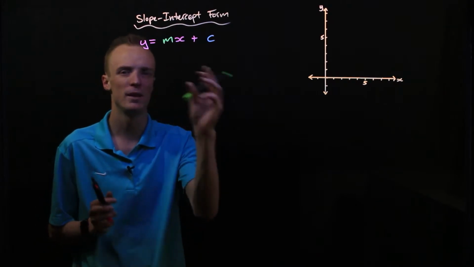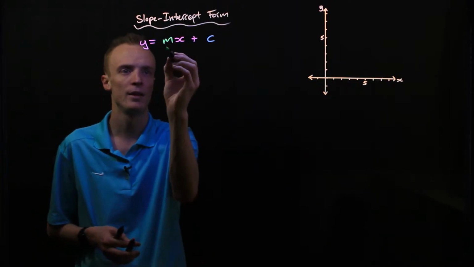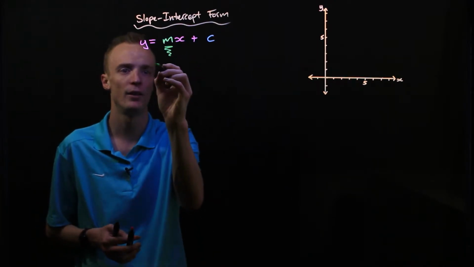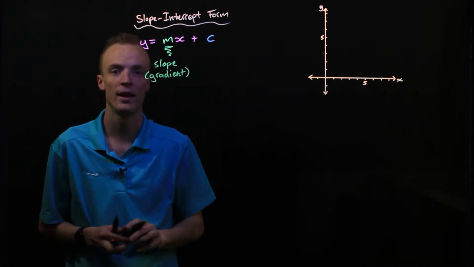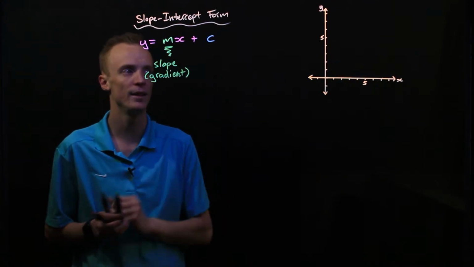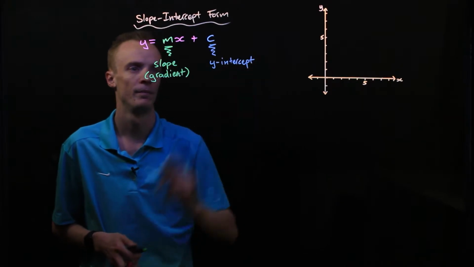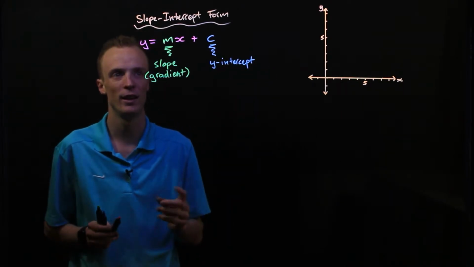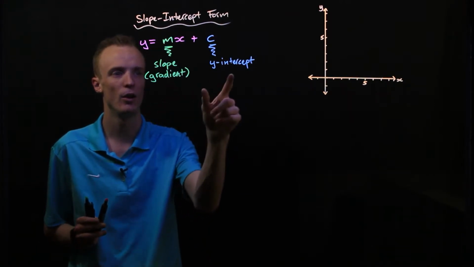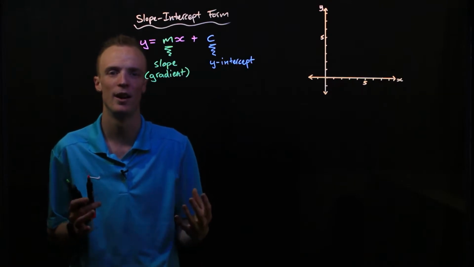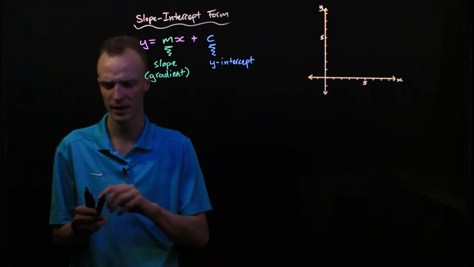Now the values of m and c have very specific properties to our equation on our linear graph. This m value is actually our slope, which we call our gradient. And our c value represents the y-intercept, or where it cuts the y-axis. Now if we've got the equation of a linear line given to us in slope-intercept form like this, we can quickly identify the properties of the slope and the y-intercept of this line and use these properties to quickly graph this equation. So let's take an example.